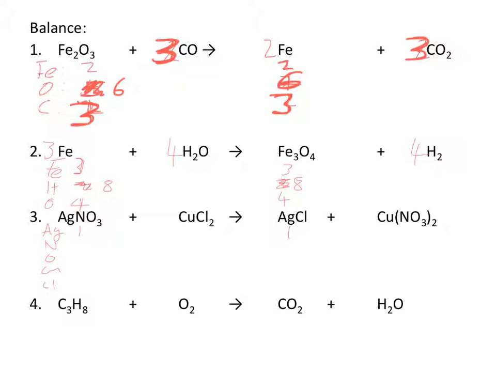Nitrogen, I've got 1 there, and I've got 1 in the brackets, but a 2 next to the brackets. That means I've got 2 of those. So I've got 2 lots of whatever's in the brackets. So I've got 1 and then a 2.